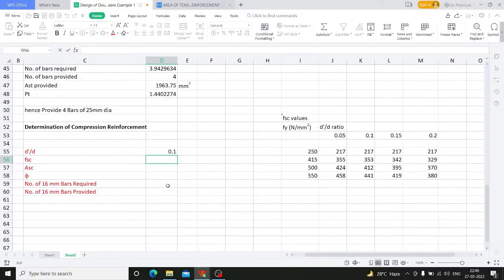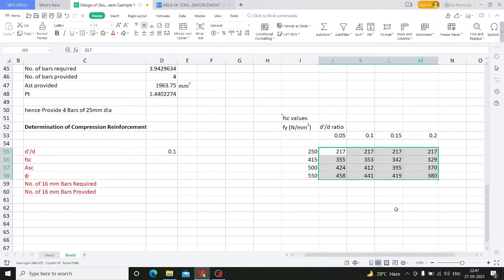Now we can calculate the value of FSC. To find the value of FSC in Excel, we have to use the VLOOKUP function. When we are using the VLOOKUP function, we have to provide the lookup value. In our case, we are looking for the value of FSC from the table. For that, we have to provide the lookup value as FY. For the FY value, we are looking for the FSC value.